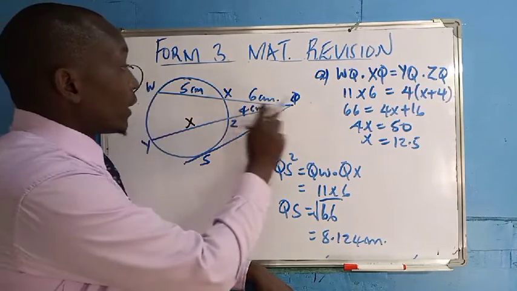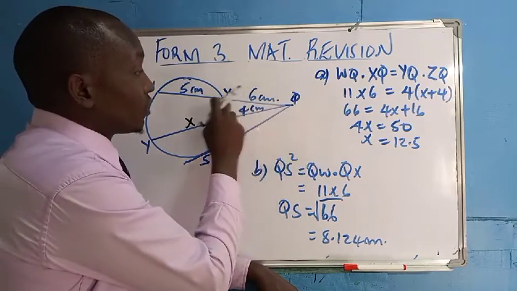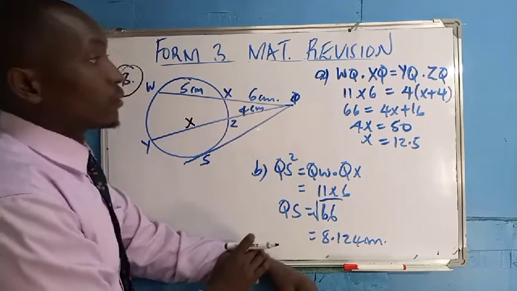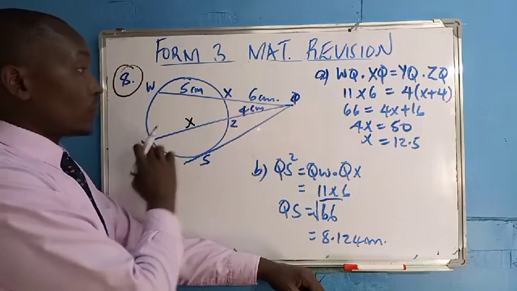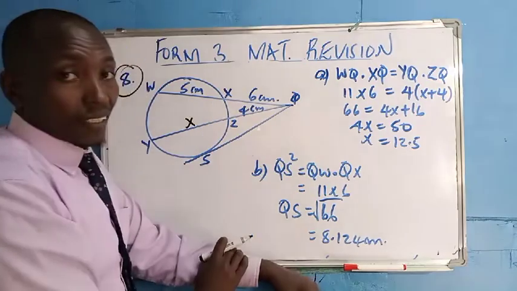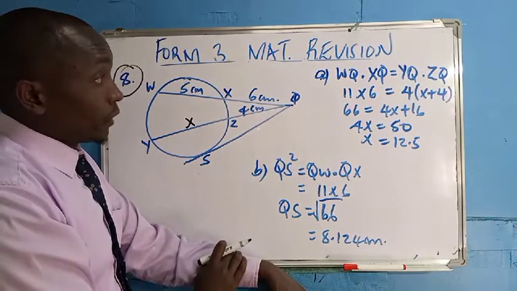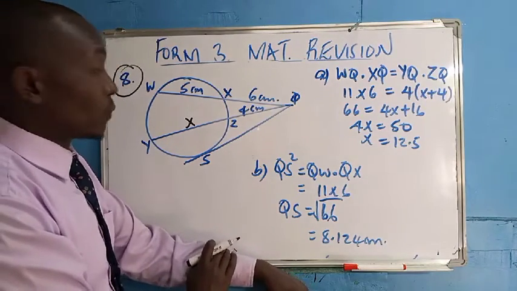So what exactly should the student know? That the whole secant WQ multiplied by XQ, the part of the secant that is produced out there, is equal to the whole of this secant YQ multiplied by the part of the secant that is outside there. Okay, simply as that. In one of the videos I tried to illustrate that clearly.